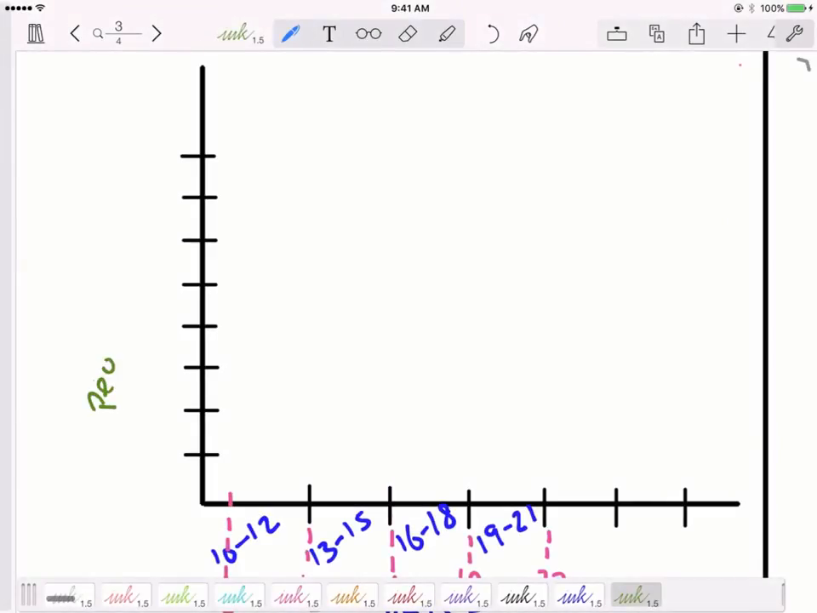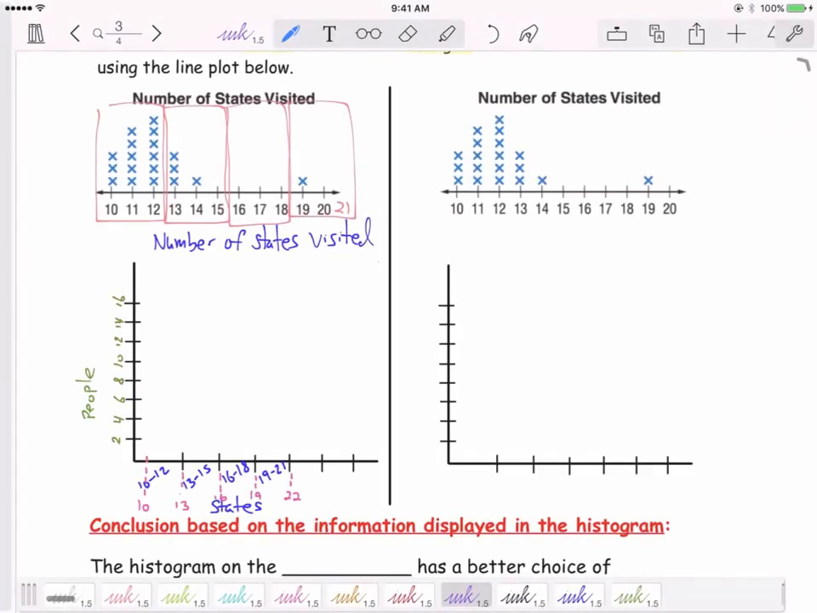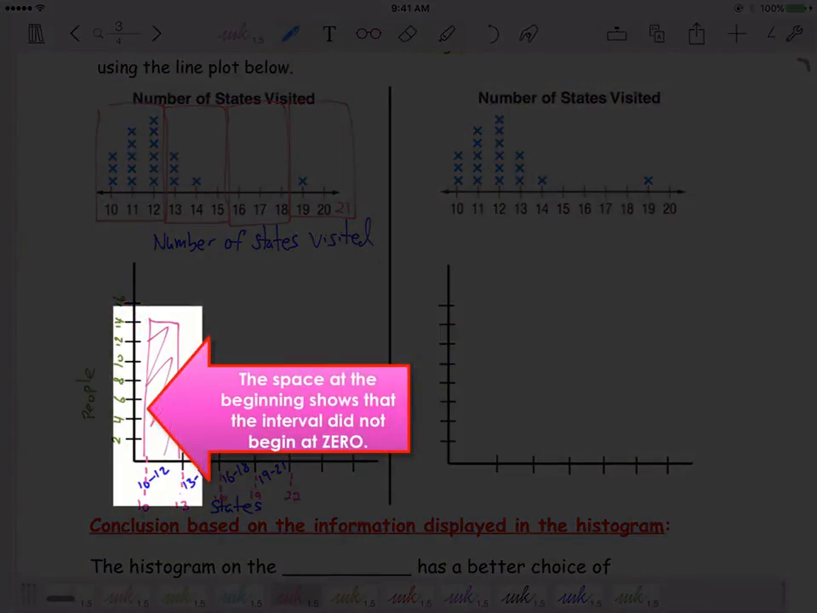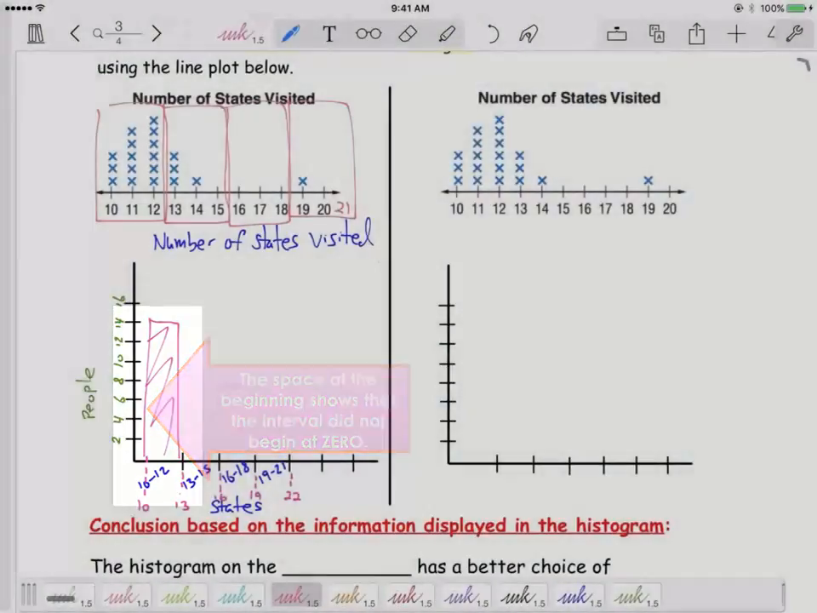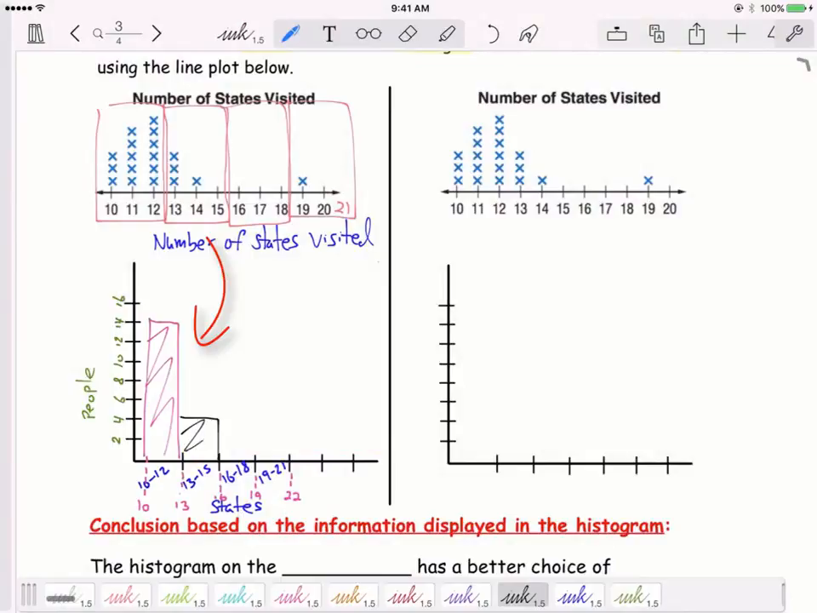The y-axis represents the frequency of people for each interval. Now, let's see. 14 people have visited 10 to 12 states according to the line plot. And since we begin at 10, we will skip a little space at the beginning to show that we did not begin at 0. Followed by 4 people visited 13 to 15 states. No one visited 16 to 18 states, so it will be blank. And 1 person visited 19 to 21 states.